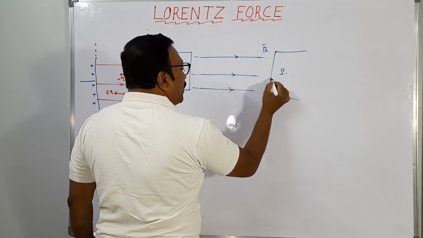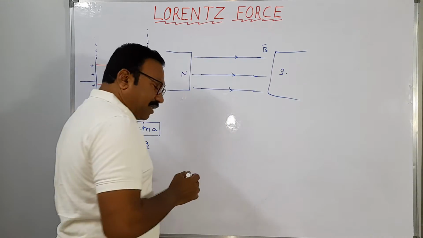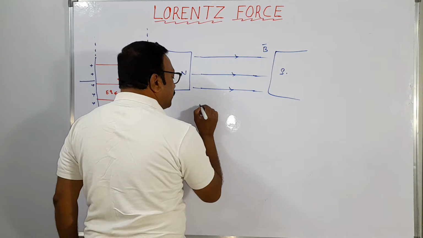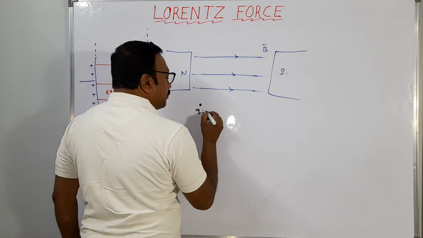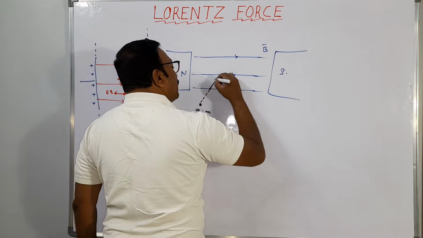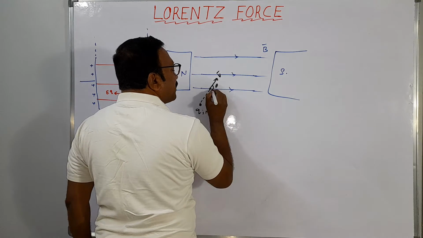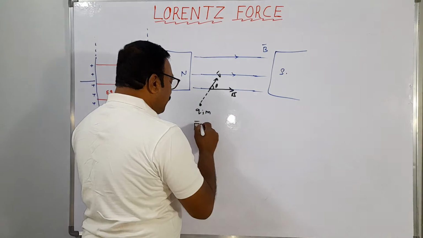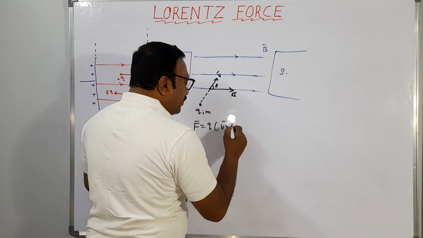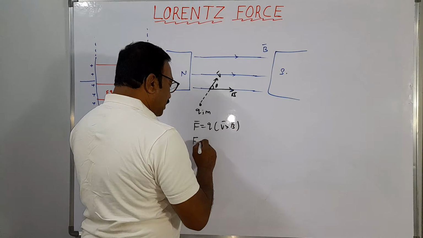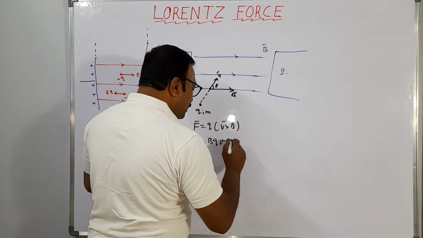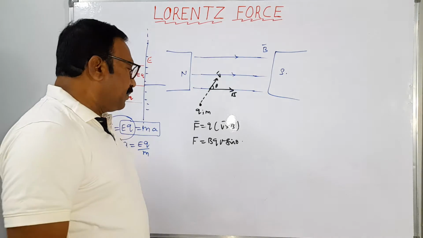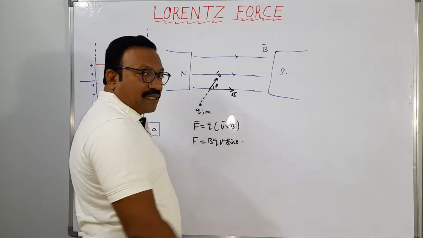Now, a charged particle of charge Q and mass m is entering the field with a velocity v. So v bar makes an angle theta with B bar. Then the force acting, F bar, is equal to Q into v bar cross B bar, or F is equal to BQV sin theta. Of course, the force will be in the direction of v bar cross B bar.